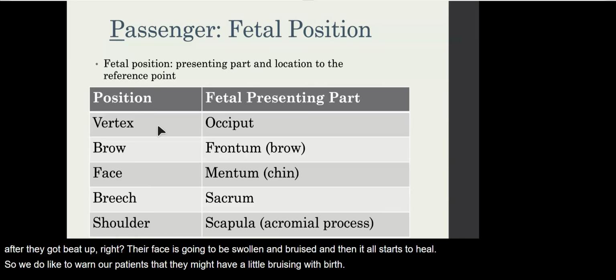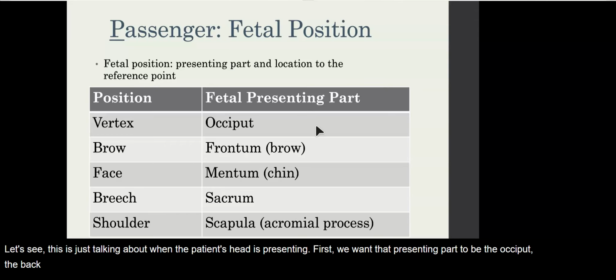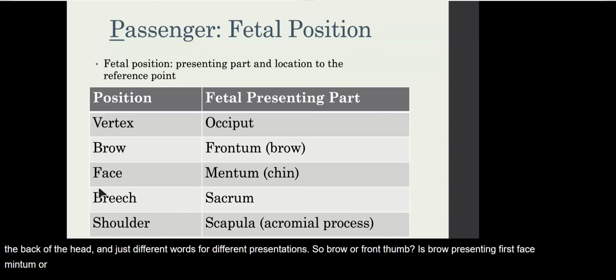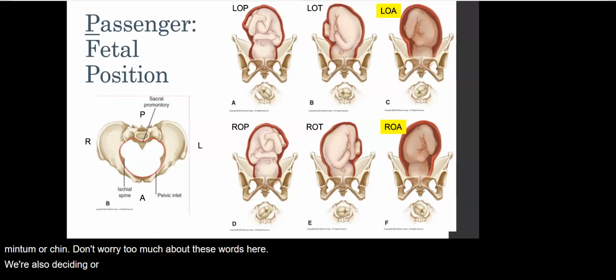Let's see. This is just talking about when the patient's head is presenting first. We want that presenting part to be the occiput, the back of the head, and just different words for different presentations. So brow or frontum is brow presenting first, face, mentum or chin. Don't worry too much about these words here. We're also determining which way the baby is facing in relation to mama.